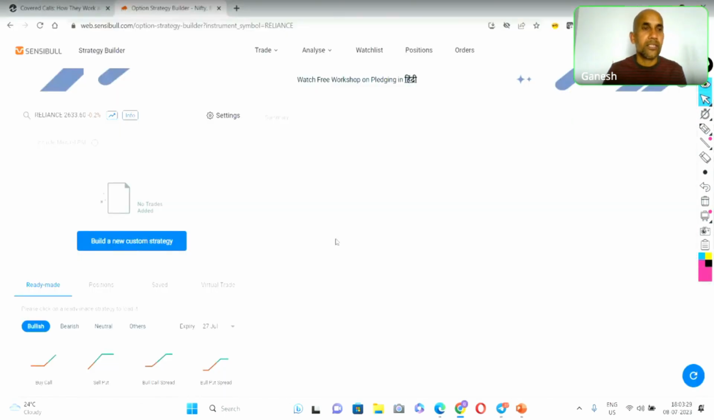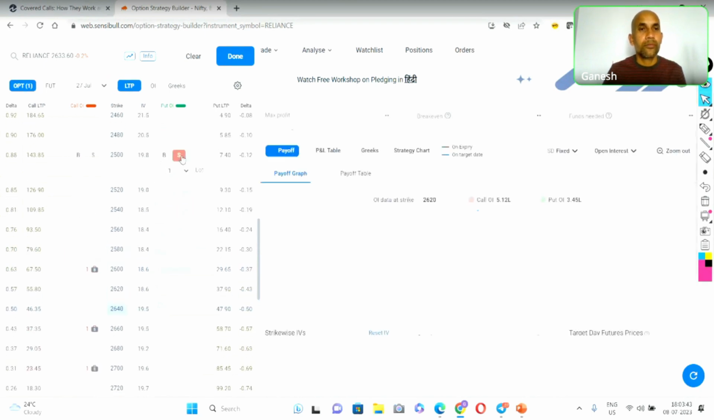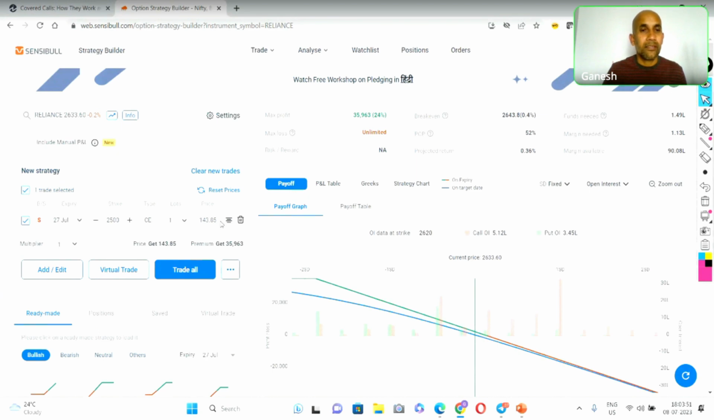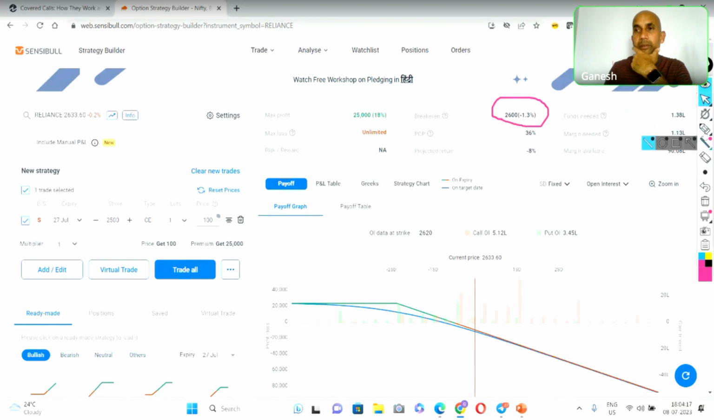Maybe I will show you one scenario in Sensibull. Let's say Reliance Industries spot is 2,633. Let's say you sold a 2,500 call, and let's say you got 100 rupees premium. What will happen? What is the break-even point? Break-even is 2,600. But the spot has already crossed the break-even.